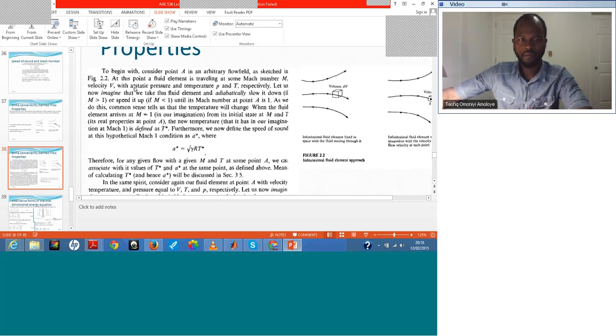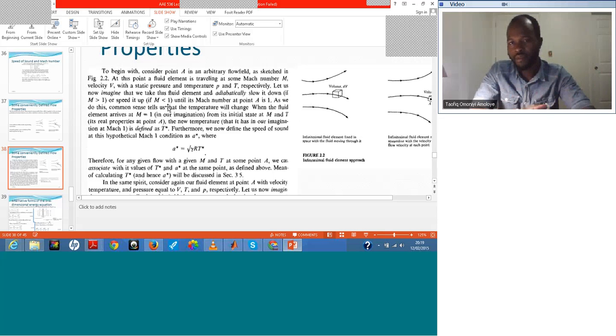The fluid element is also going to have some value of static pressure and temperature. Now if we imagine that we take the fluid element and slow it down adiabatically, if it were traveling with some supersonic speed at first, or we imagine that we speed it up adiabatically, until its Mach number at point A is 1. This is just something we are imagining, because the fluid element is actually moving with velocity V, and the Mach number is actually defined. But in our imagination, we are just trying to look at what its properties would be if we slowed it down or sped it up adiabatically until its Mach number at that point A is 1.